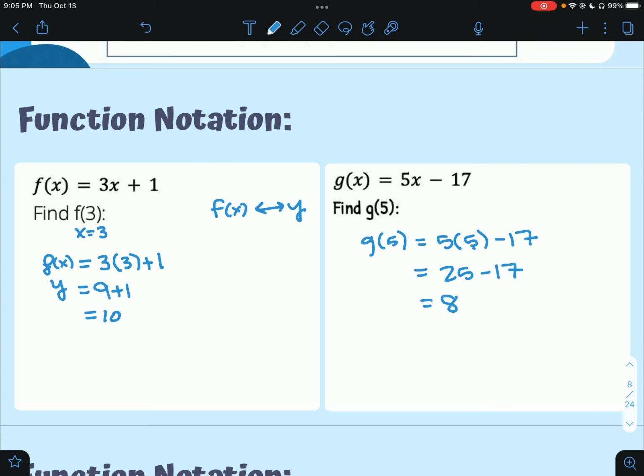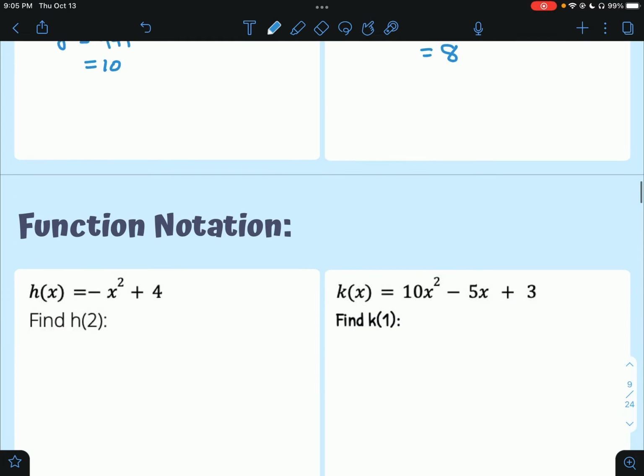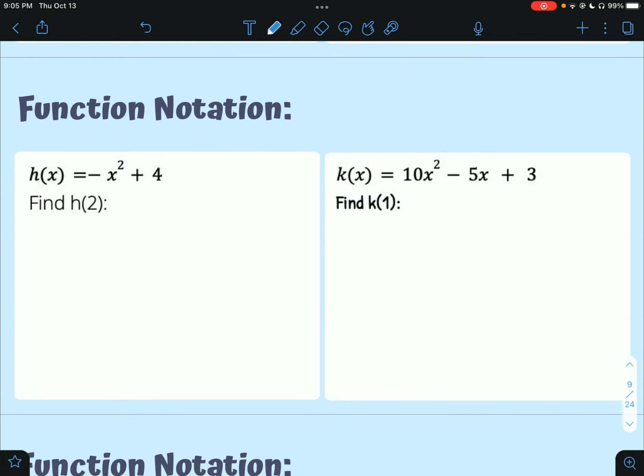Which means we have our 2 functions. We've evaluated them for those values. We can easily try these next two. H of x. You should notice that you can use many different variables to title the function. F is probably your most common, but any variable will work.